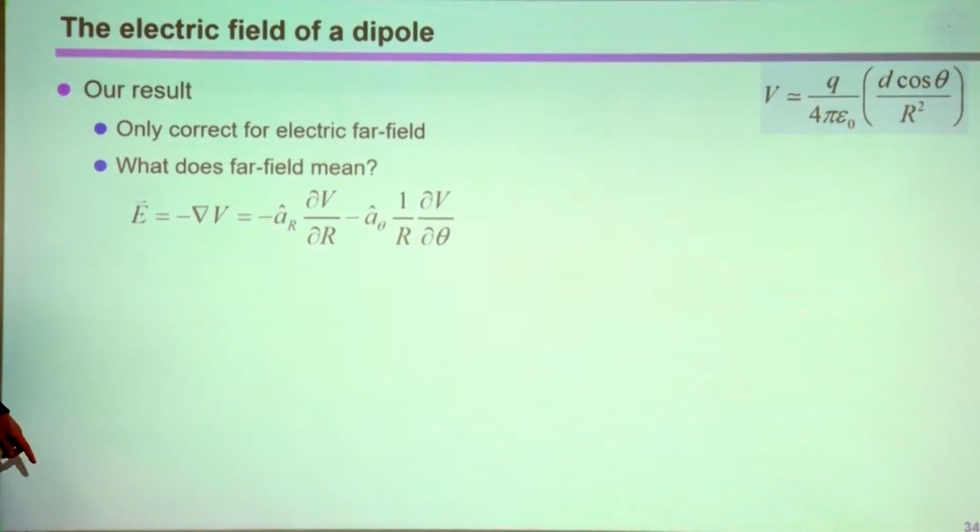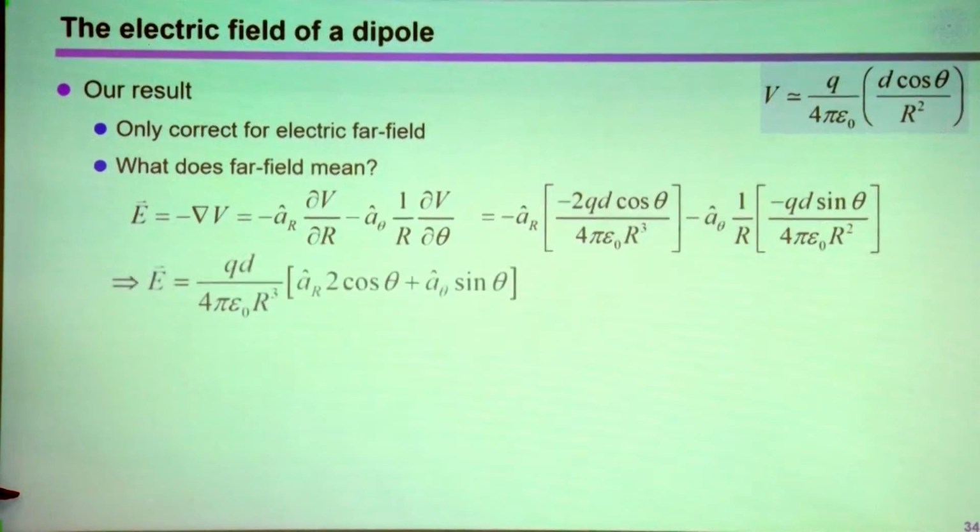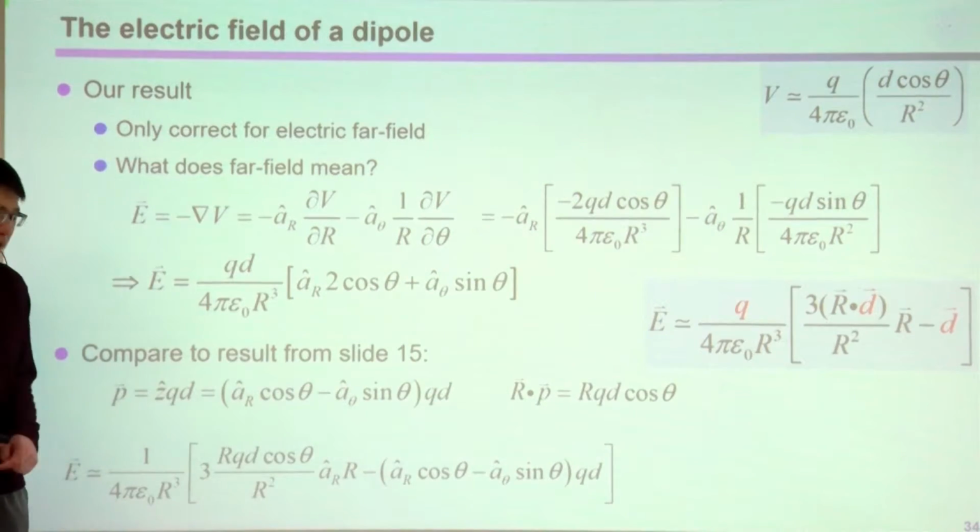Direction is defined as from the negative charge pointing towards the positive charge. So this is the d vector. Okay? So Q times the d vector is your dipole moment. This is your dipole moment.